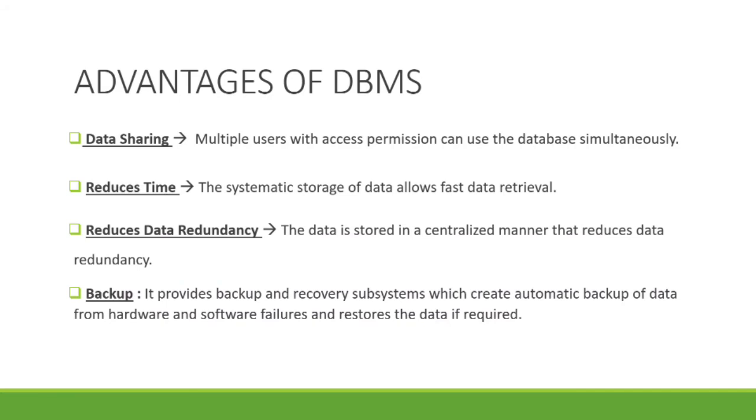The third thing is that it reduces data redundancy. Data redundancy is when we have a particular record of a person present in two different rows. This is basically a repetitive record, and that repetitive record is called redundant data. With the help of DBMS, and also later when you will learn about normalization, we can reduce data redundancy.